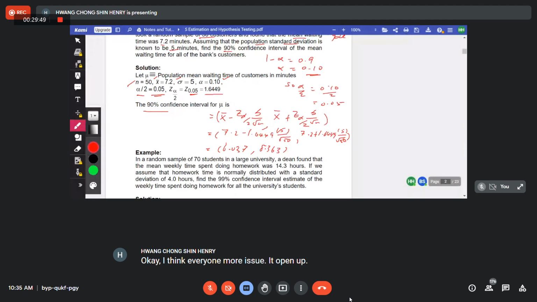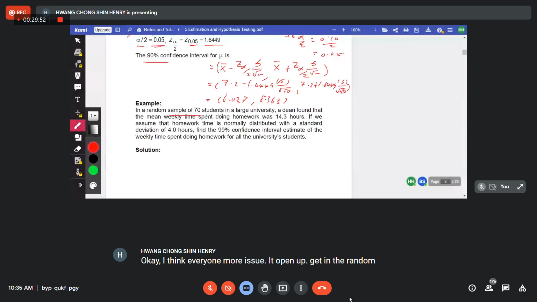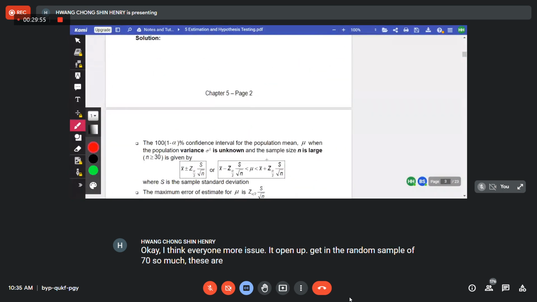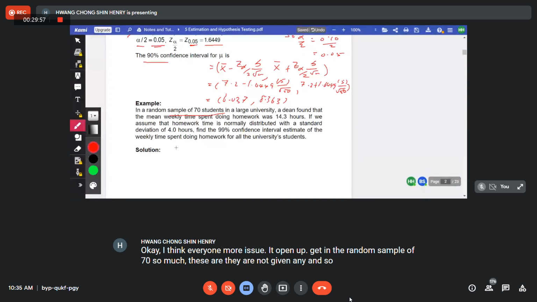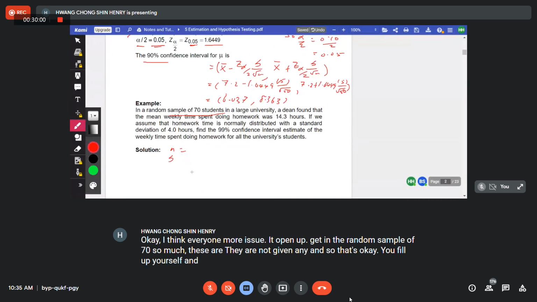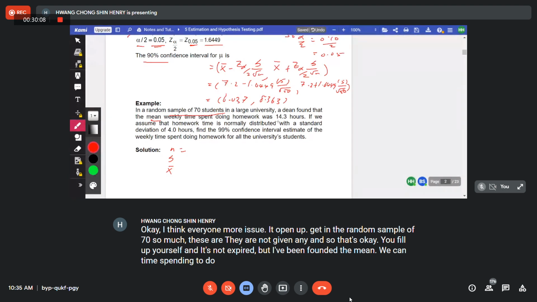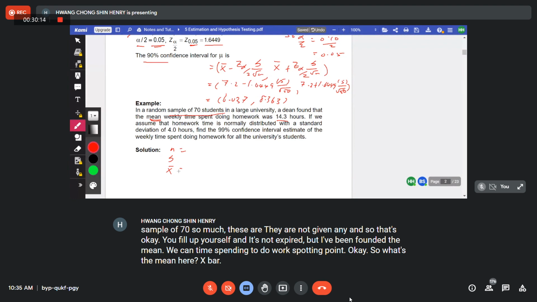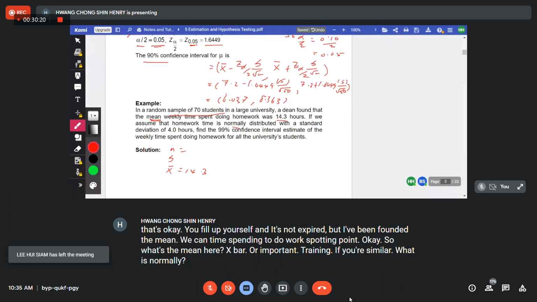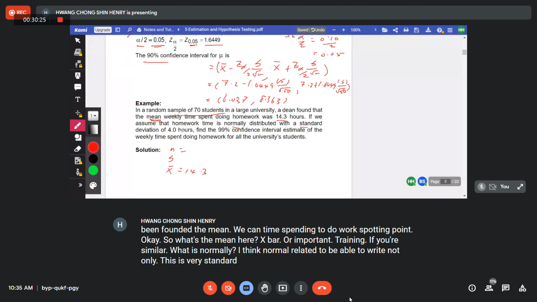We move on now. Okay, in the random sample of 70, so what is this? They are not given any answer, right? So can you fill up yourself? N is what? Sigma is what? X bar is what? Again, found that the mean weekly time spending to do homework is 14.3. So what's the mean here? X bar, right? 14.3. If you assume that the homework is normally distributed, related to table 2, right? With a standard deviation of 4. This is your standard deviation of 4.